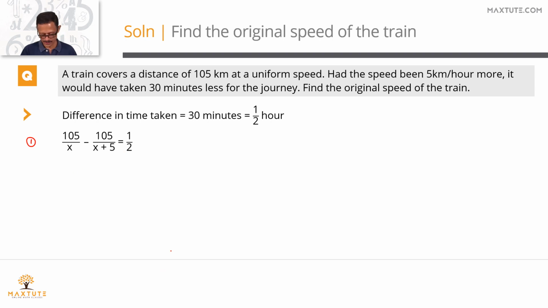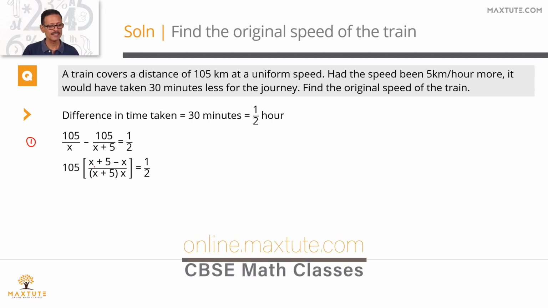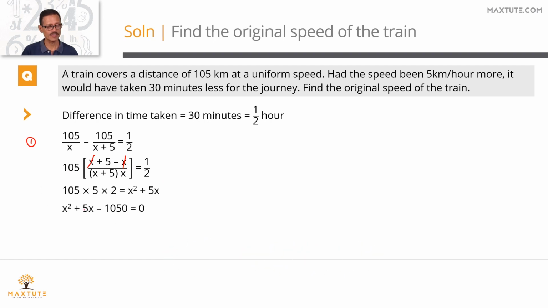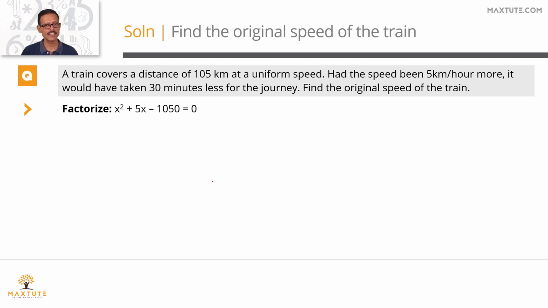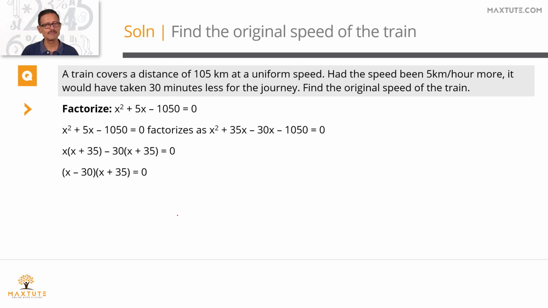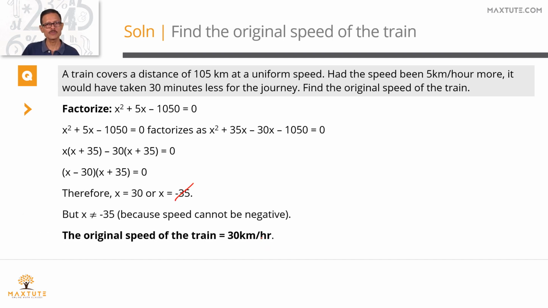Step 1. x into x plus 5 is a common denominator. Therefore, these two x will get cancelled. Cross multiply. You're going to be left with 1050 equals x square plus 5x. Take everything to one side. Now we are used to seeing a quadratic equation the way we usually see. This is going to factorize as x plus 35 into x minus 30. So speeds are minus 35 and 30. Speeds cannot be negative. Therefore, the usual speed of the train is equal to 30 kilometers per hour.